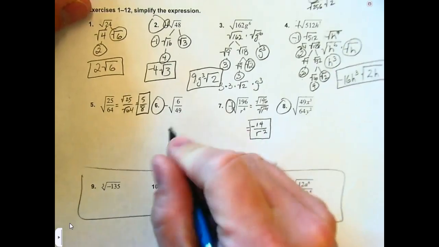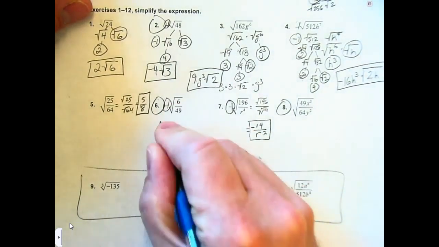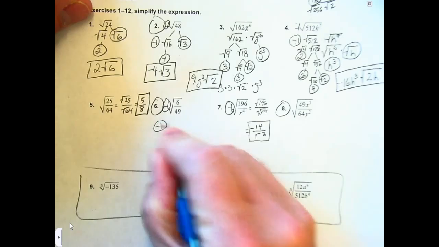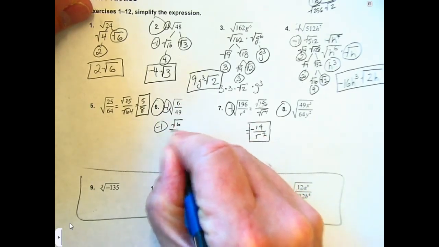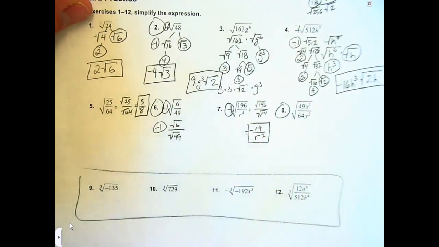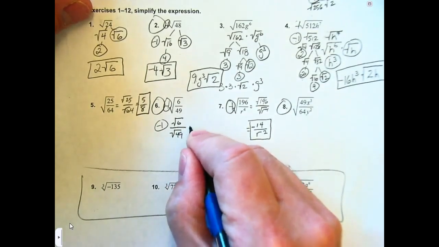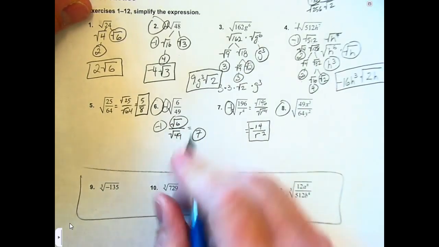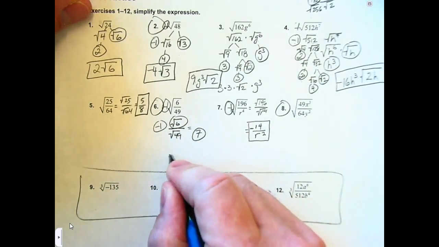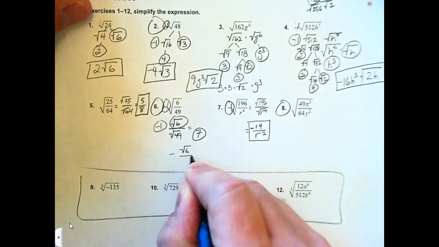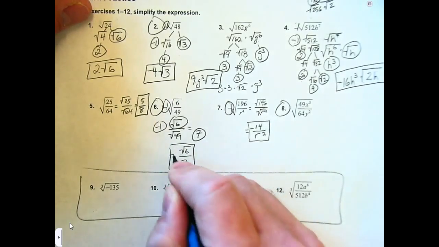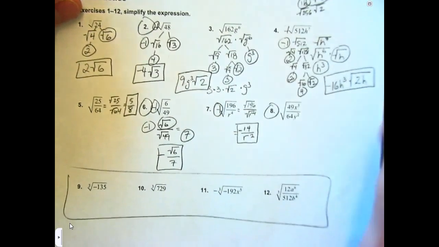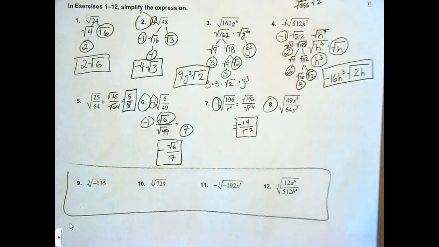Number 6. Okay, negatives on the outside, so keep that negative 1. And then we have root 6 on the top and root 49 on the bottom. The square root of 49 is 7. So keep that and root 6. So we get negative 1, root 6, all over 7. Can't simplify the root 6. So negative root 6 all over 7. Questions there?